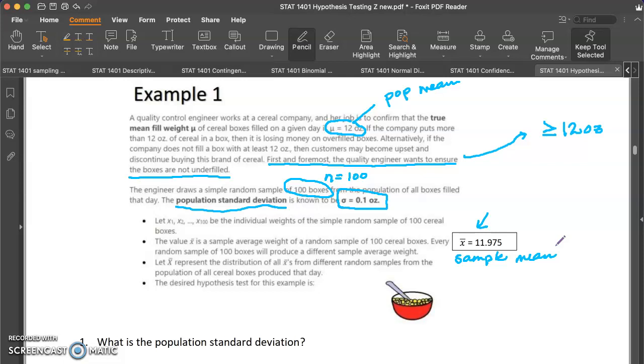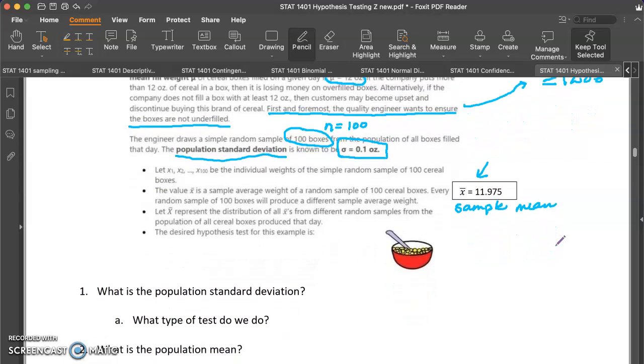And we want to find out, we're going to do a hypothesis test to decide what the answer to our question is, and really what we're asking here is the quality engineer is trying to ensure the boxes are not underfilled. So the quality engineer, again, is trying to ensure that the boxes aren't underfilled. Okay, then the first question, if you'll answer these questions every time after you read the problem, then I think that will help you tremendously.